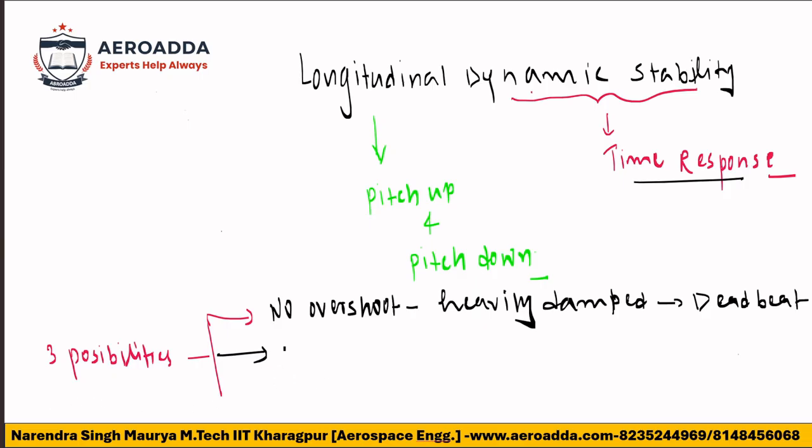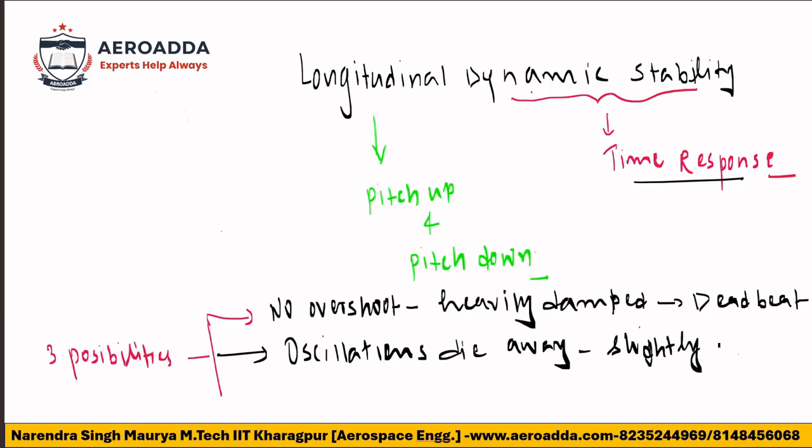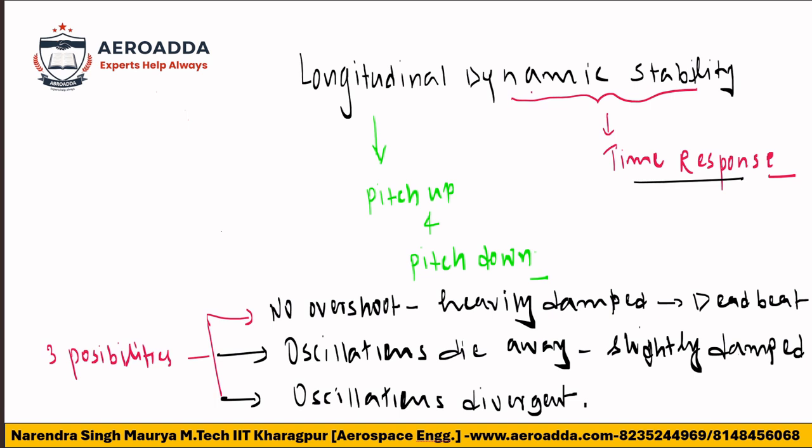Second, oscillations die away, which is called slightly damped. The third one is oscillations divergent, also called undamped.